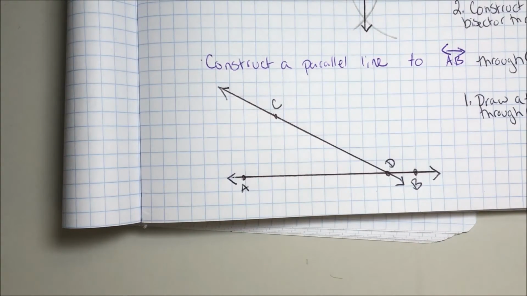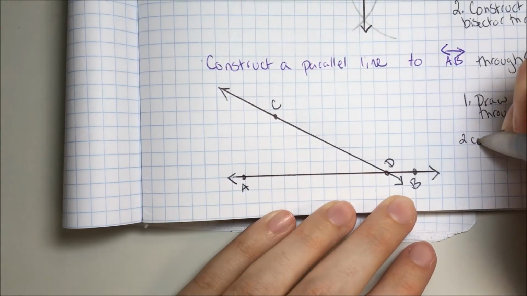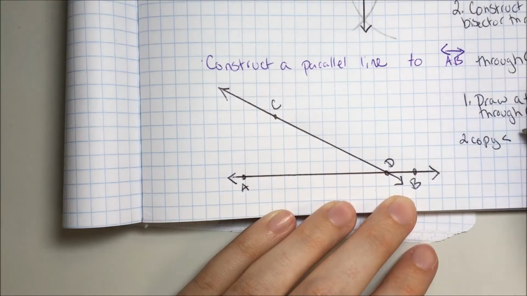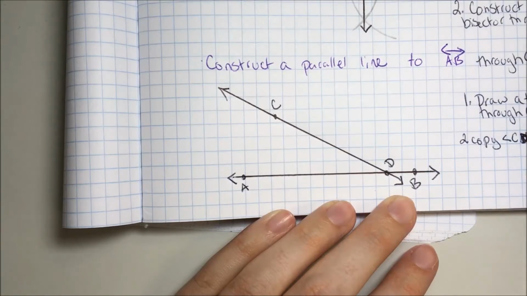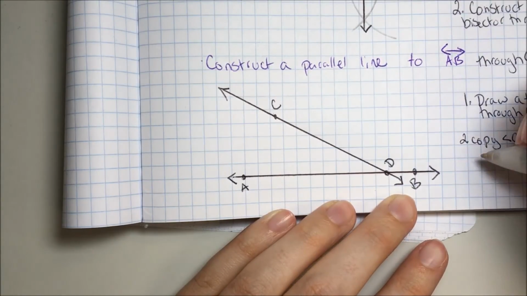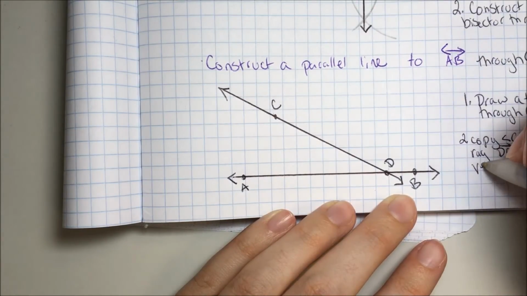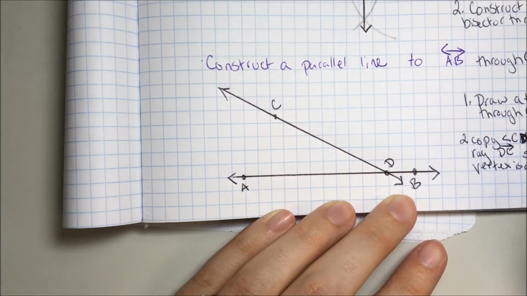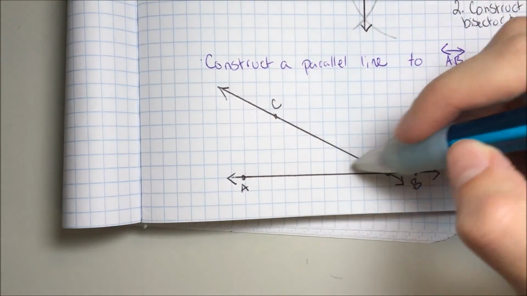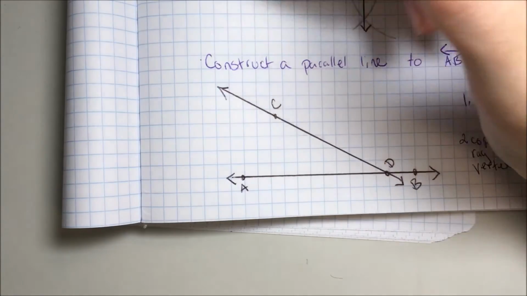Okay? Now, here's the really neat part. This is where we do something that we learned about in our last notes. We are going to copy angle CDA onto ray DC so that its vertex is at C. So I'm going to copy this angle right here onto this up here.